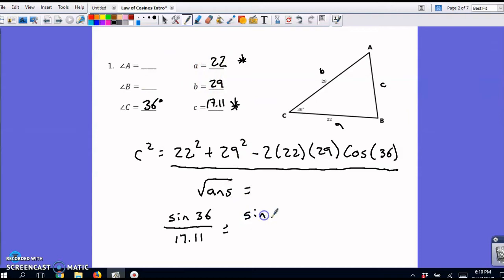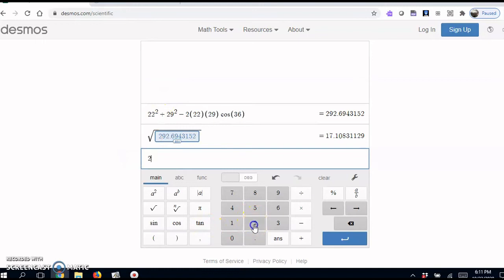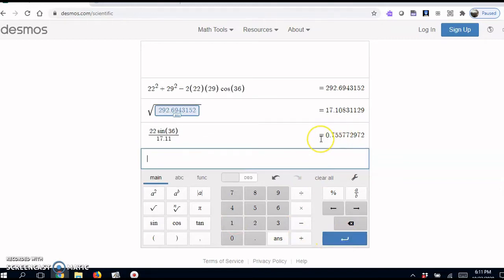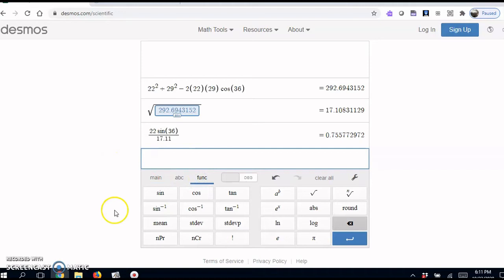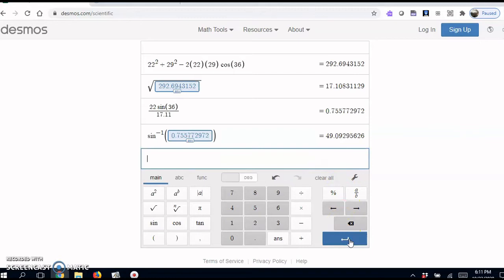So I'm going to do sine of A over 22. To solve that, remember this is an inverse problem, so you'd say 22 times the sine of 36, cross multiply, divide that by 17.11, and then you have to take the inverse sine. In Desmos that would be 22 sine 36 divided by 17.11. That will always give you a decimal until you take the inverse, and make sure we're doing law of sines now, so inverse sine of that answer. It'll tell you that angle is, rounded to the nearest degree, 49 degrees.